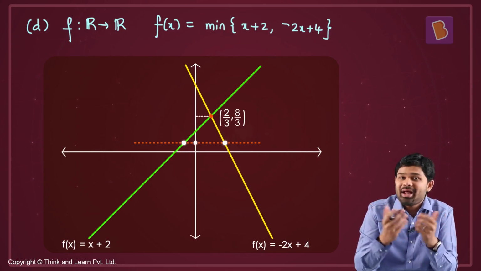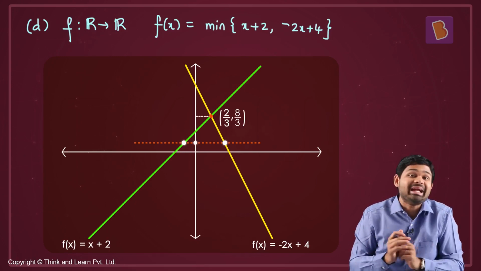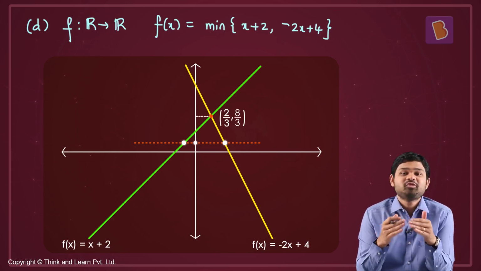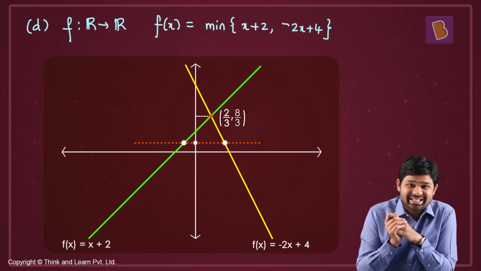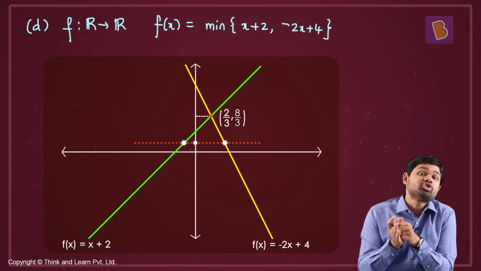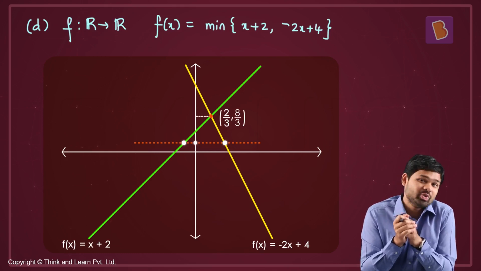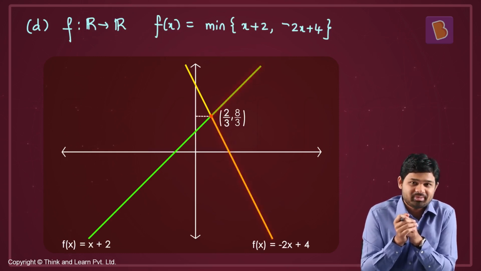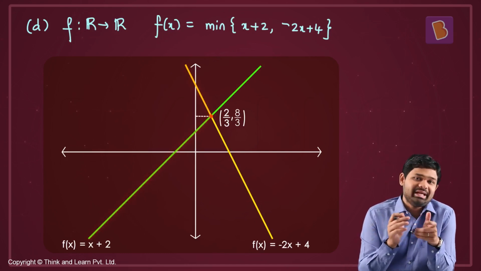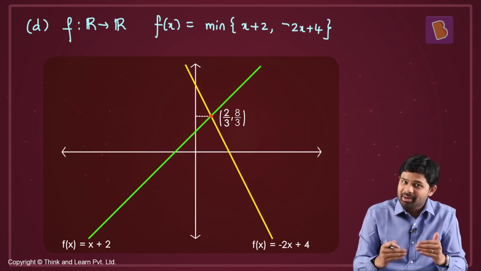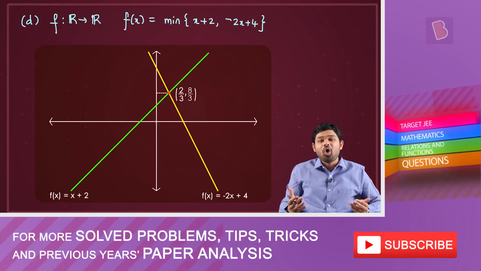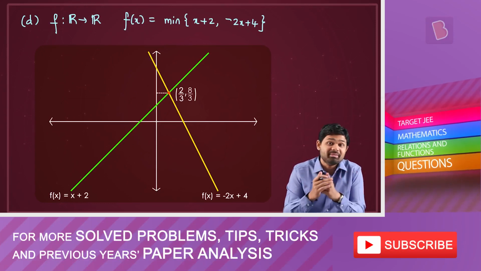Above this point, what happens is one of the functions is going to be greater than the other function. Below this point lies the curves wherein one function is less than the other function, correct? So if you look at the point which is to the right of this point of intersection, you will see x plus 2 is greater than negative 2x plus 4, and to the left you would see negative 2x plus 4 is greater than x plus 2. So that is why I am coming below this point of intersection, because below the point of intersection lies all the common points, all the minimum points.